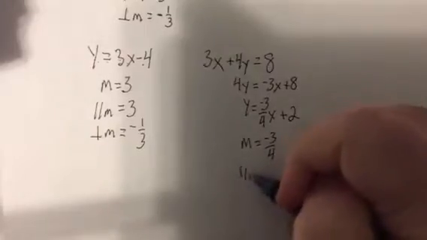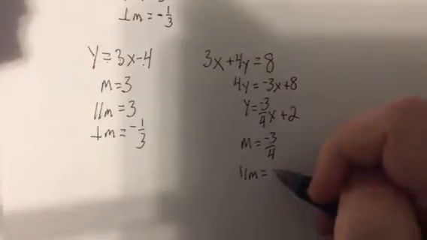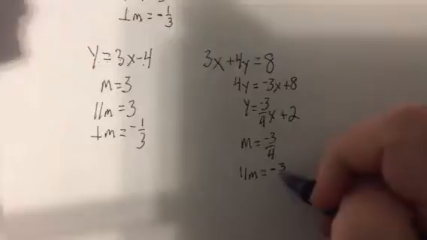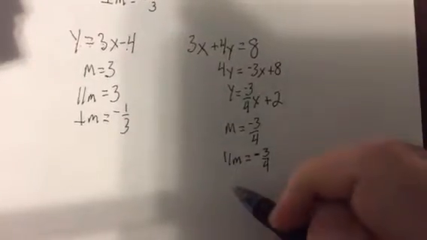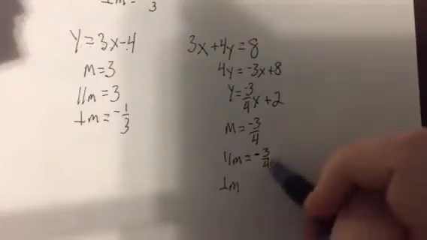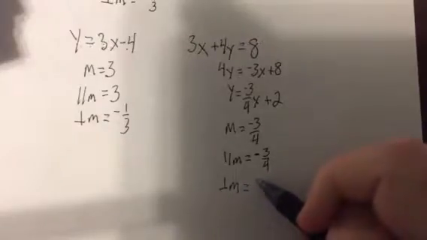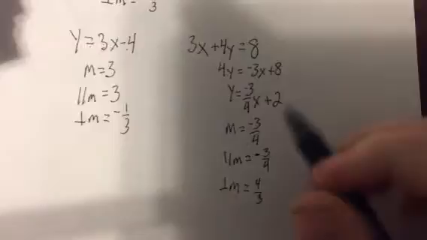So the parallel slope would be, you can say it, come on, you can do it. Yeah, stop chewing gum, focus on math. It's negative 3/4. Excellent. Then the perpendicular slope, flipping and opposite, would be positive 4/3.